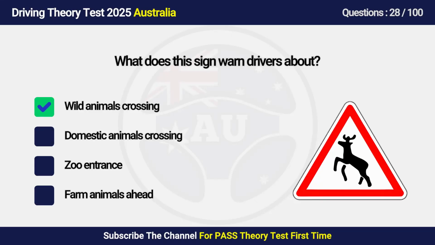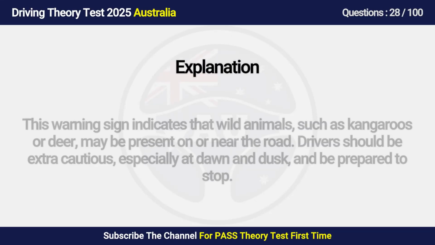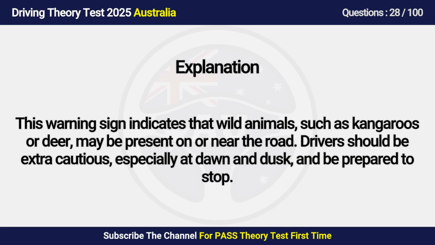Answer is A. Wild animals crossing. This warning sign indicates that wild animals such as kangaroos or deer may be present on or near the road. Drivers should be extra cautious, especially at dawn and dusk, and be prepared to stop.